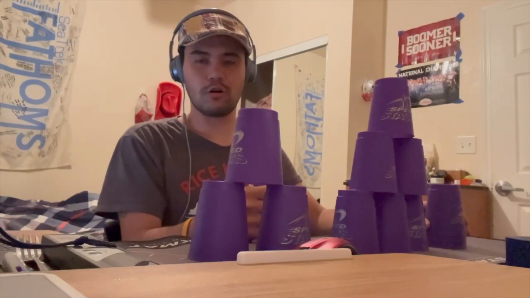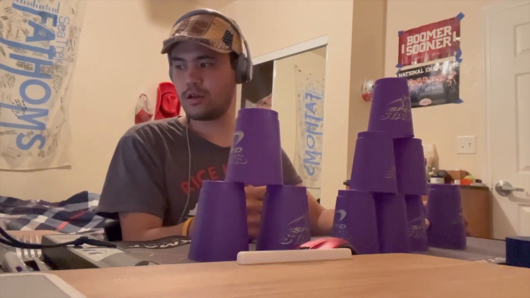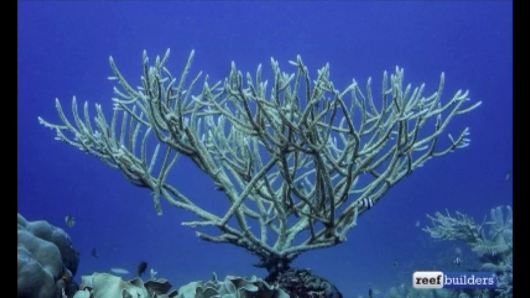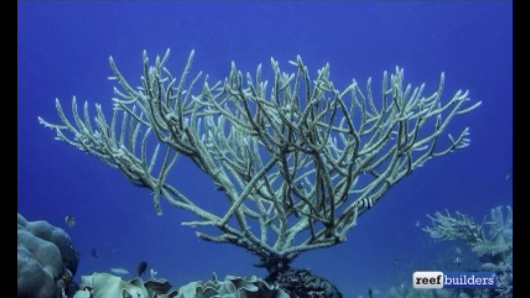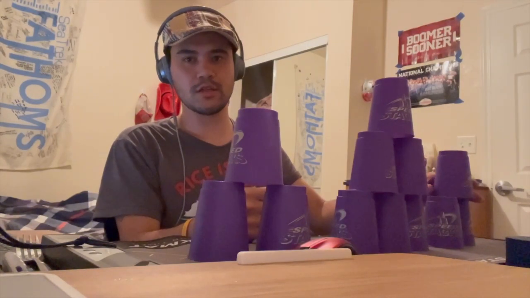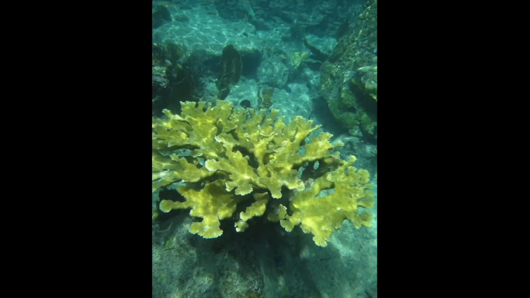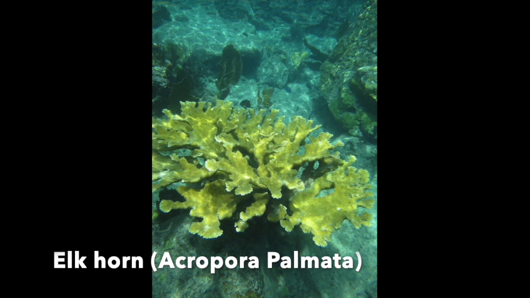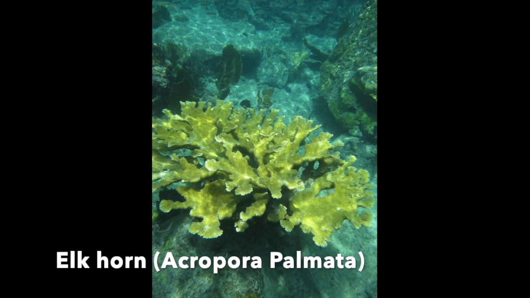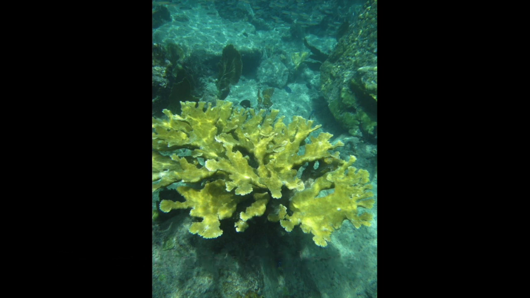Staghorn coral, Acropora cervicornis. It's named for its features of looking like a stag's horn. And Elkhorn coral, which is Acropora palmata. You guessed it. This one is named Elkhorn coral because it looks like an elk's horn. What's cool about this one, just like the brain coral, the scientific name Acropora palmata is named palmata because, as you can see, it looks like a palm of the hand. Let's just finish off this set, and then move on to the next one.